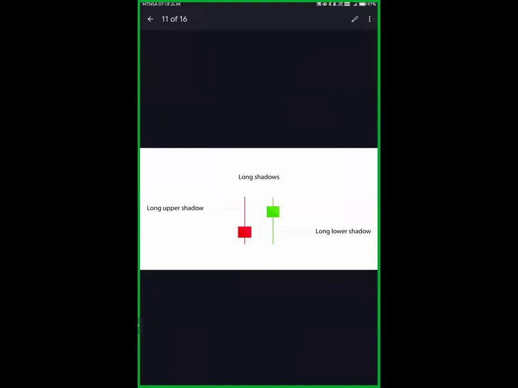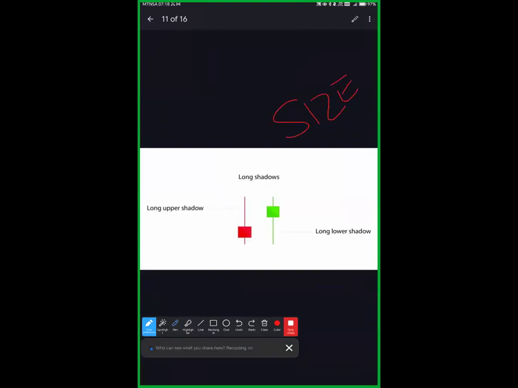All right. Now, we spoke about shadows. We have spoken about the significance of the sizes of candles. Let's talk about the significance of shadows. Remember, we spoke about shadows being part of the candlestick.